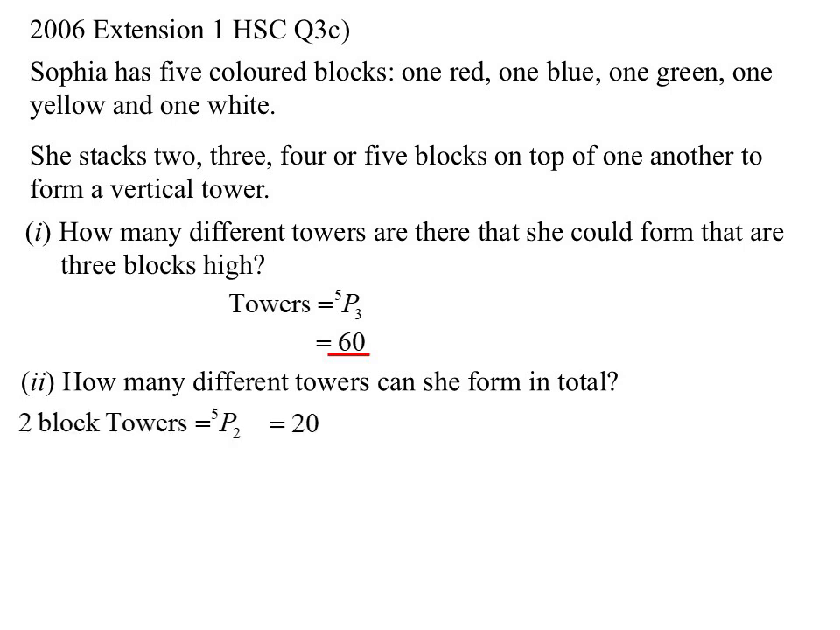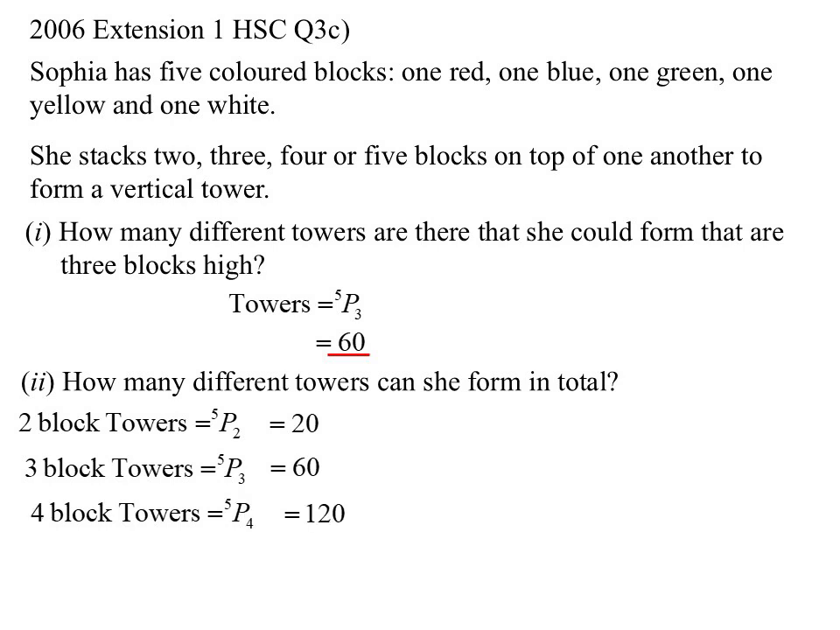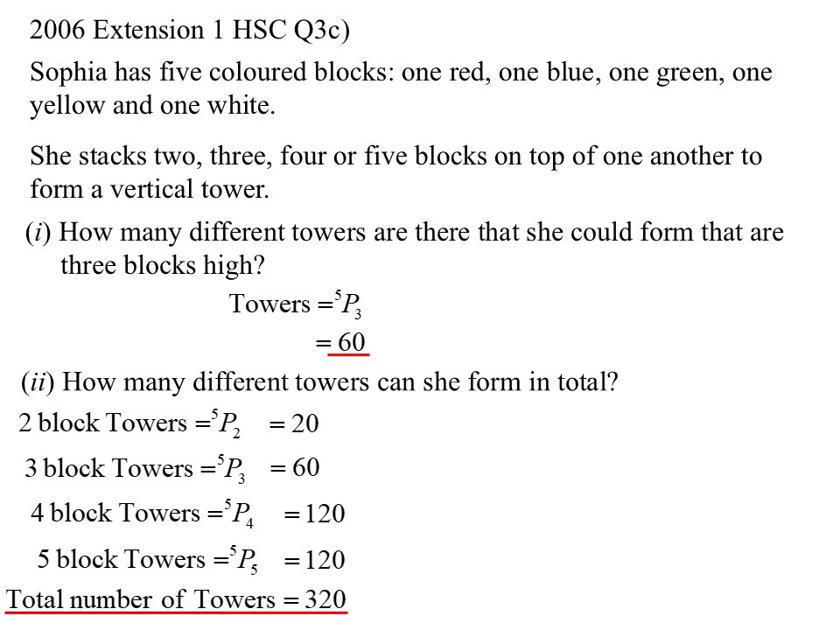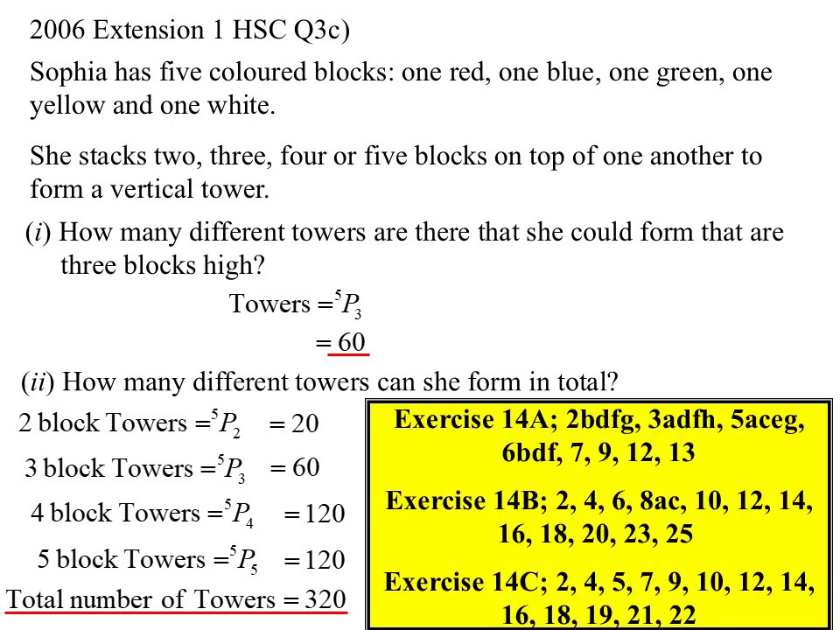All right, well, we could have 2 block towers, 5P2, 3 block towers, 5P3, 4 block towers, 5P4, and 5 block towers, 5P5, which would be 5 factorial, 120. Add those up, we get 320 different towers that we could make. Okay, that's a lot of theory to start off with. There's some questions we can have some real fun with.